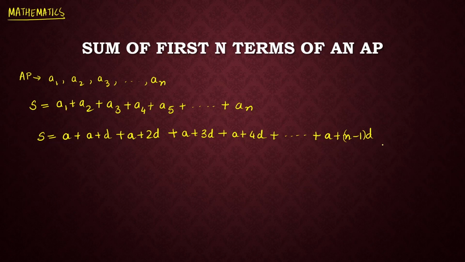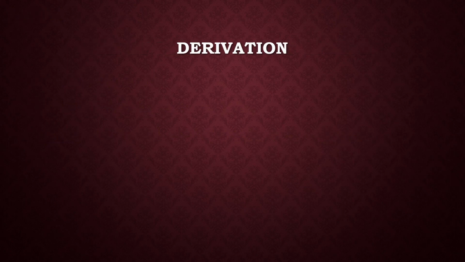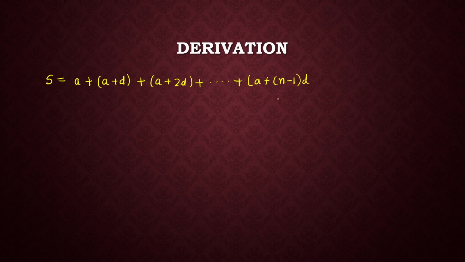Right? So let's do the derivation here. Previously I wrote that the sum is equal to a, plus the second term a plus d, plus the third term a plus 2d, and it goes on up till a plus (n minus 1) into d. So this is what it is. I'll consider this as equation number 1.